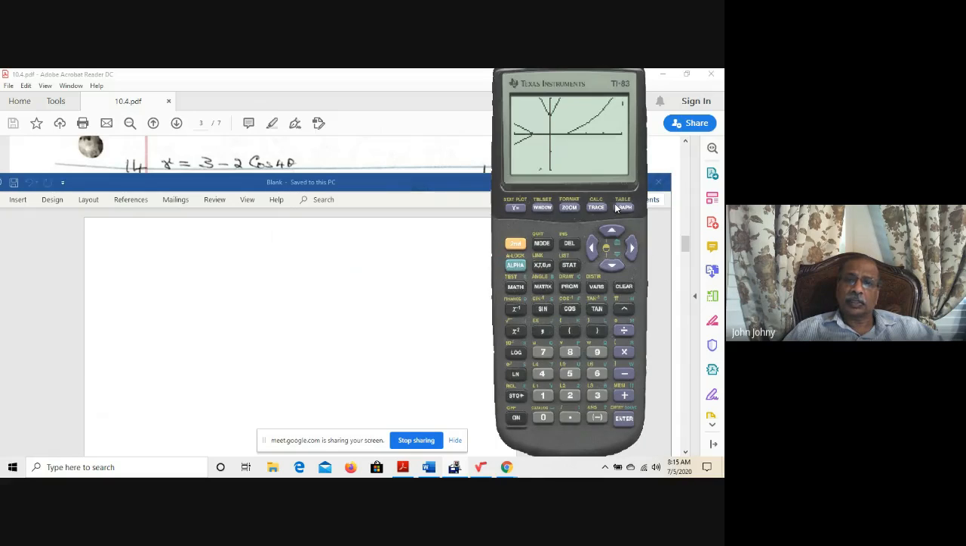We have to change the window for x and y. Think negative 6 will be okay, so negative 6 to 6 for both. So here is the graph. And you see, because of symmetry, you can find the area of one of these and then multiply that by the appropriate number.